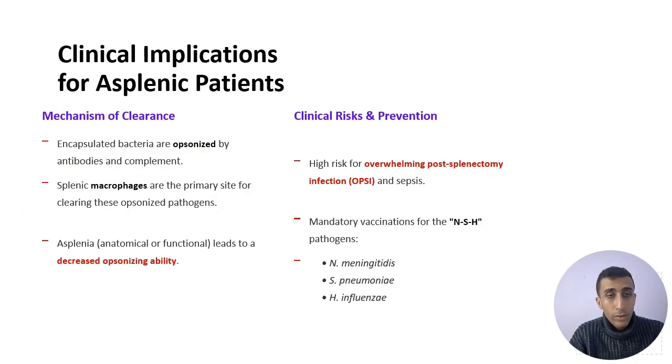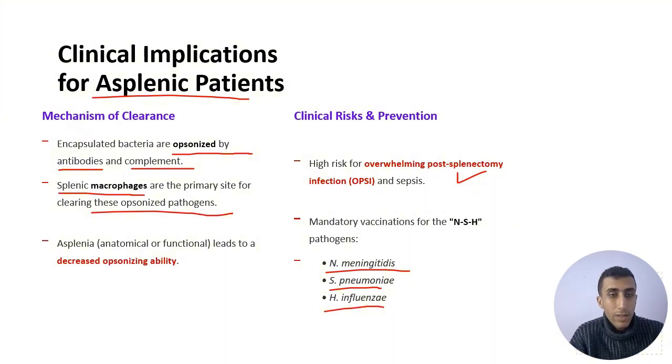Next, we are going to talk about the splenic patient, as we've discussed in a previous slide. These encapsulated bacteria are opsonized. Opsonization means that they are marked by antibodies and the complement system. After being marked, when they pass through the spleen, the splenic macrophages are the primary site for clearing these opsonized pathogens. We've got a major problem in post-splenectomy patients or, for example, sickle cell disease, and these are Neisseria meningitidis again, Streptococcus pneumoniae, and Haemophilus influenzae.